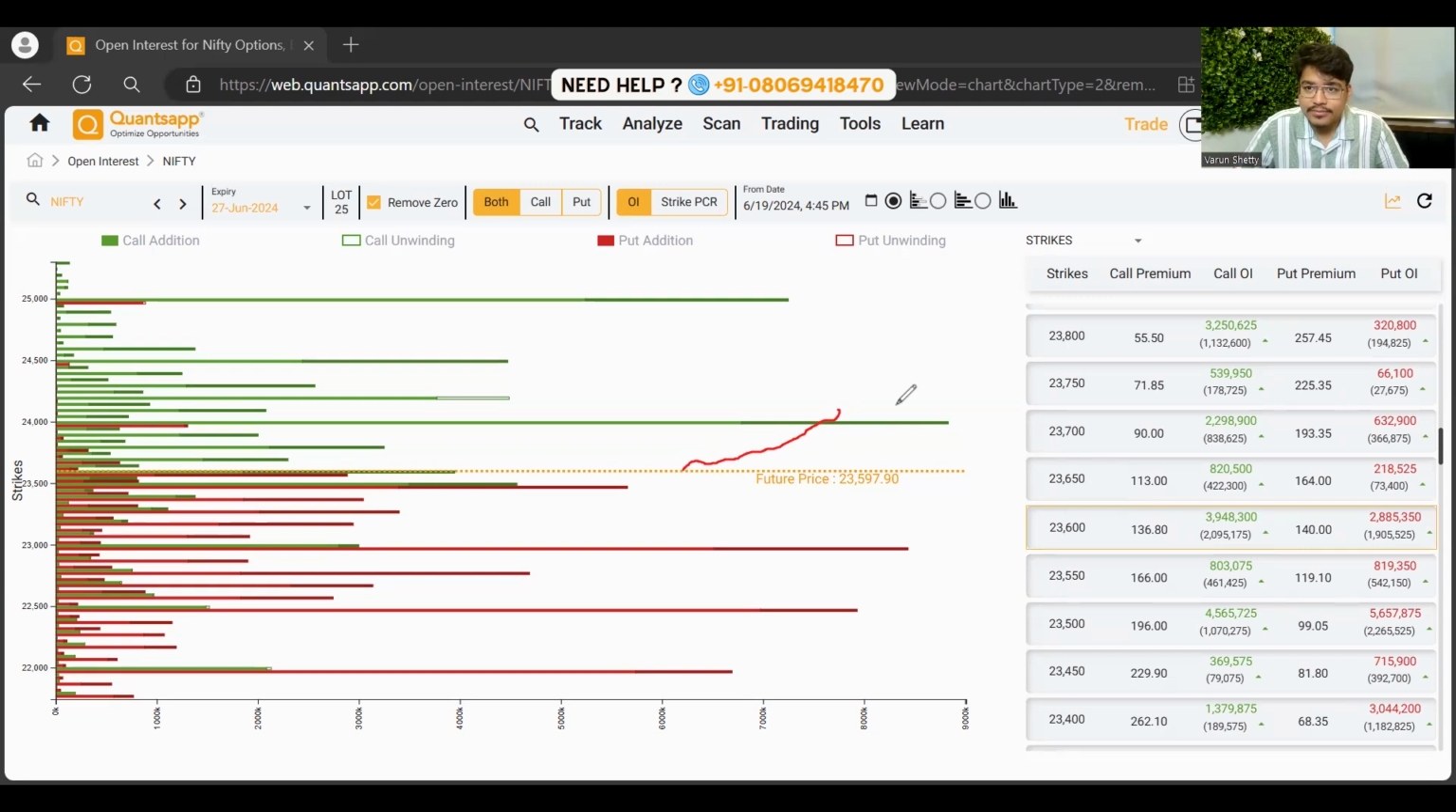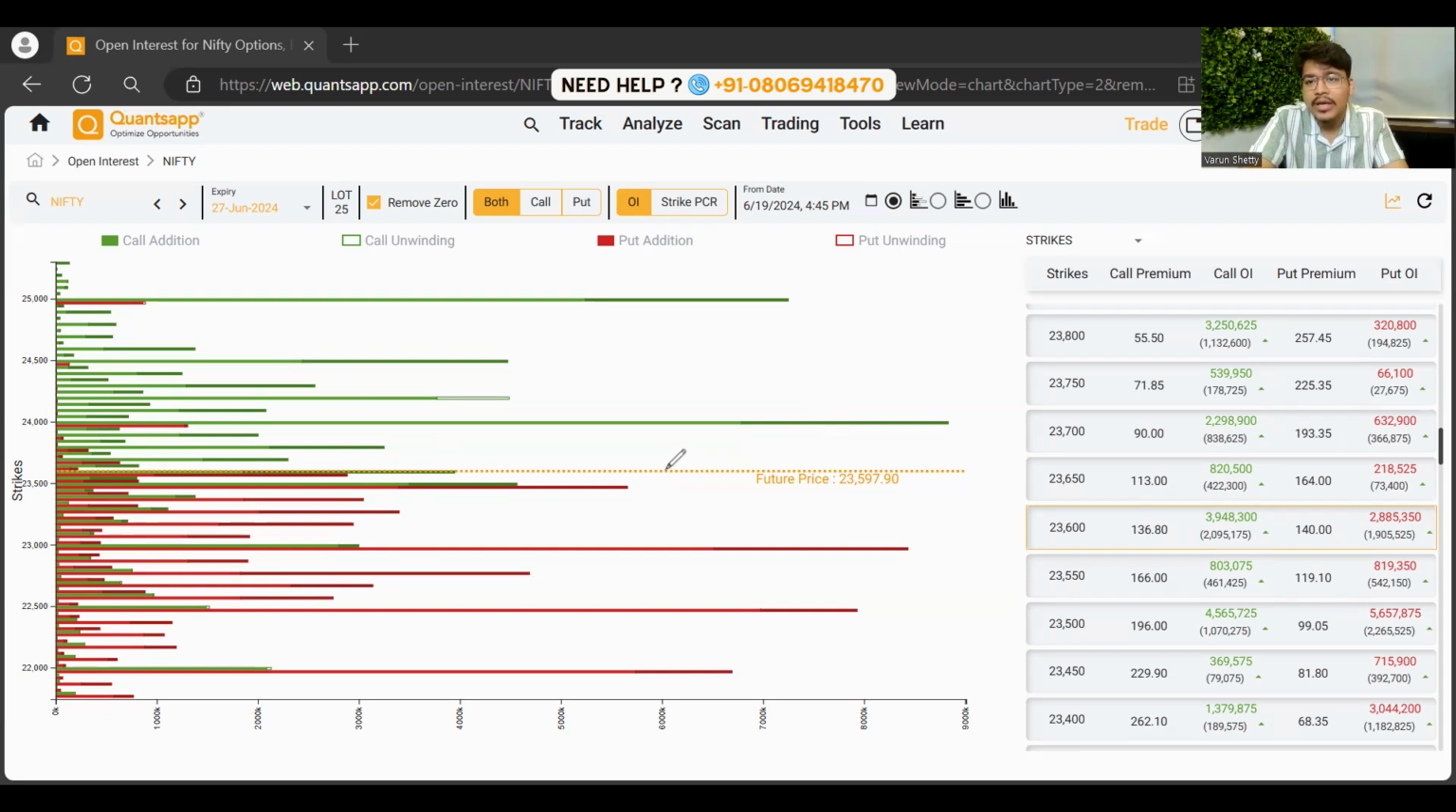At that point, the call writers who have sold their options at 24,000, or who have created a position at the 24,000 strike, will start to panic. They will shift their positions to a higher strike. So this is where we know that call writers are about to lose money, and then they might shift positions. Whenever you see a call writer shifting their position, they will always shift before suffering a loss.